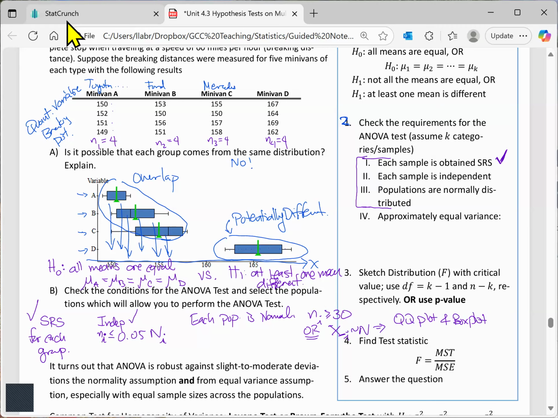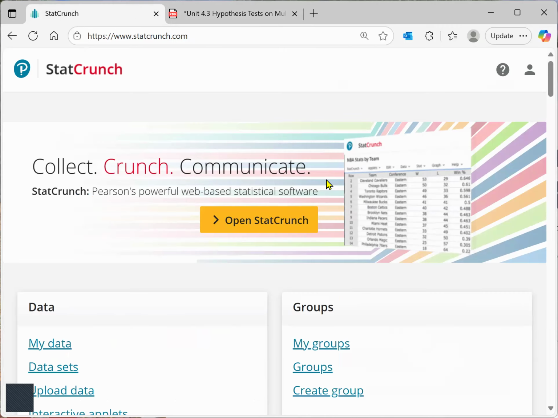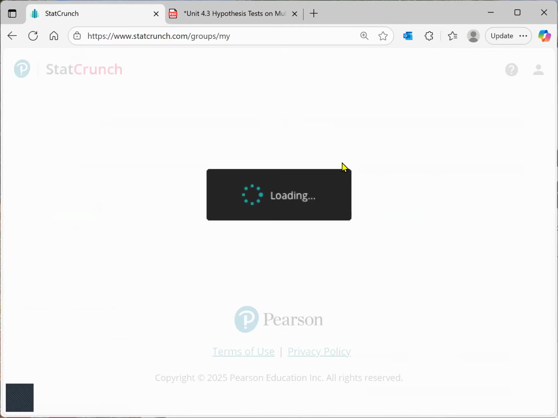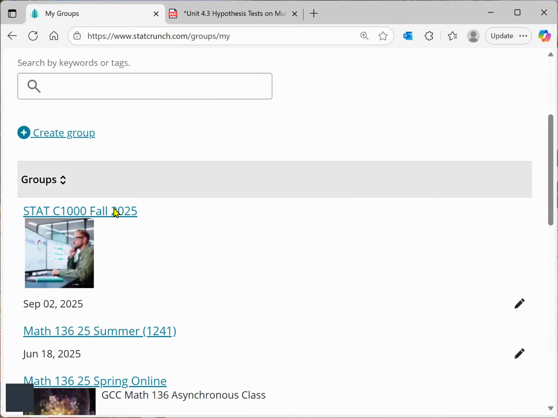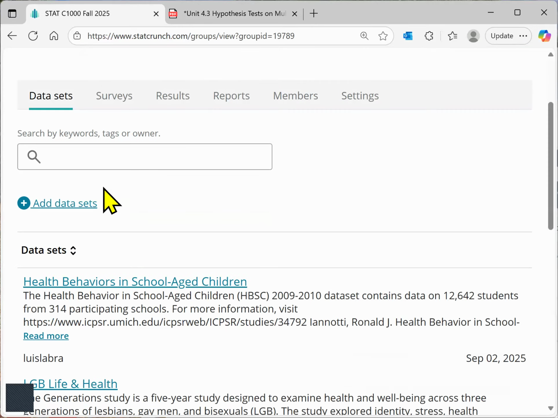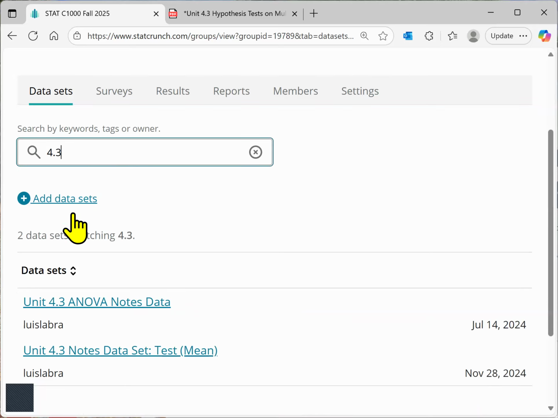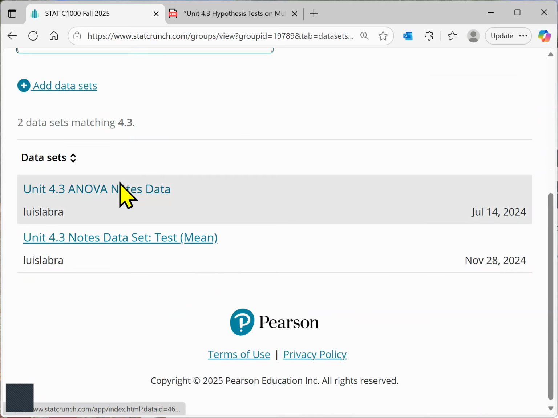So to do that, I need to first get this data. And luckily, we have the data shared in our group. So if you go to a group, you should be able to access the data in 4.3, I believe. Yeah, so we have our notes right here, ANOVA.